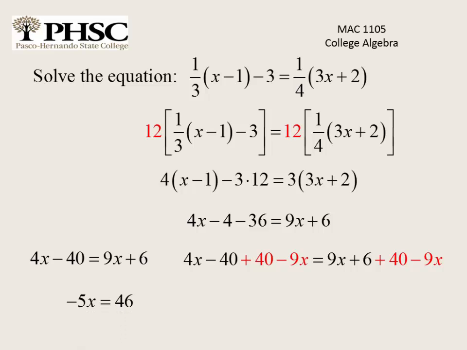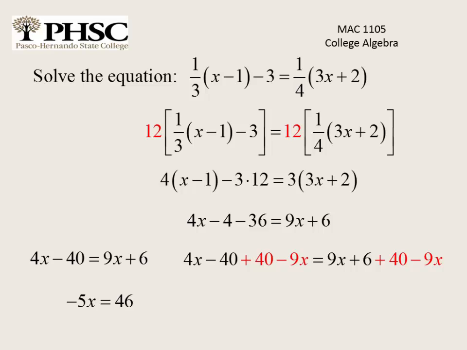So then now we end up with negative 5x equals 46. So how do we end up here? Well, on the left side, the negative 40 plus the 40, they cancel each other out. 4x minus 9x, we end up with negative 5x. And then, of course, on the right side, the 9x minus 9x, they cancel each other out. And then 6 plus 40 is 46.